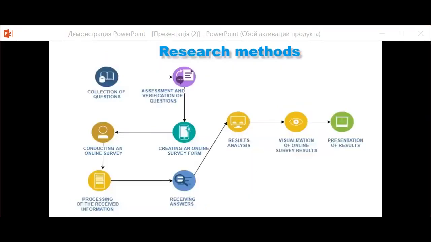Slide 3. On this slide, you can see research methods. In the research process, we relied on a specific sociological method, as well as methods of experiment, description, and observation. The scheme of methodology of our research is shown in the figure. First of all, a questionnaire was compiled covering a number of general questions: age, gender, place of birth and residence, knowledge of the state language, etc.